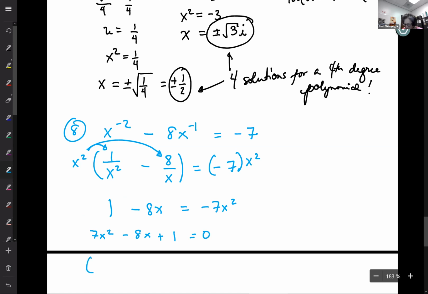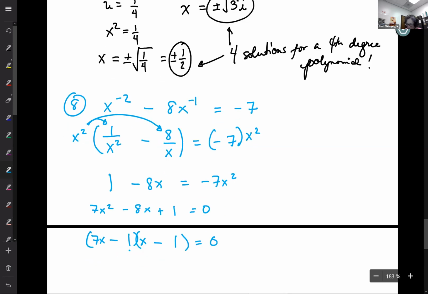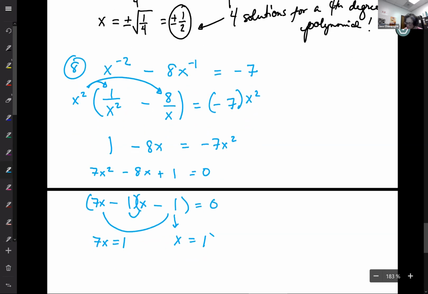And probably we'll get something factorable. Let's see. 7x and x. 1 and 1 both negative. Signs have to be the same because it's a plus 1 and got to be negative to get that 8. And sure enough, that works. Minus 1x minus 7x. So then you can set each factor equal to 0. X equals 1 is one solution, and x equals 1/7 is the other.